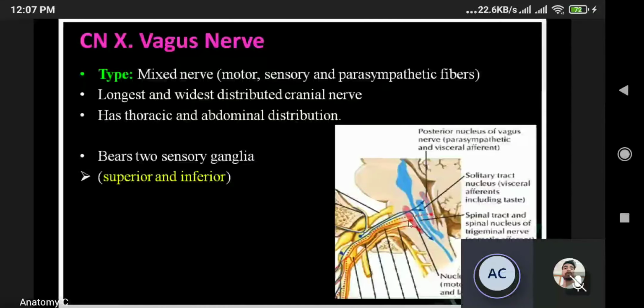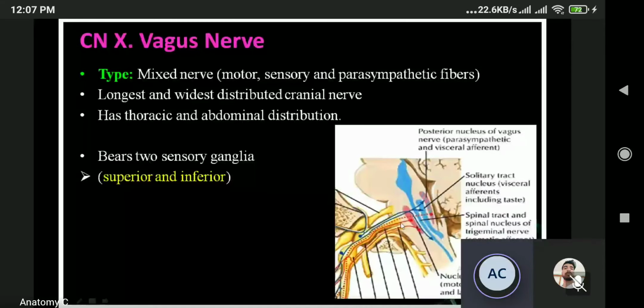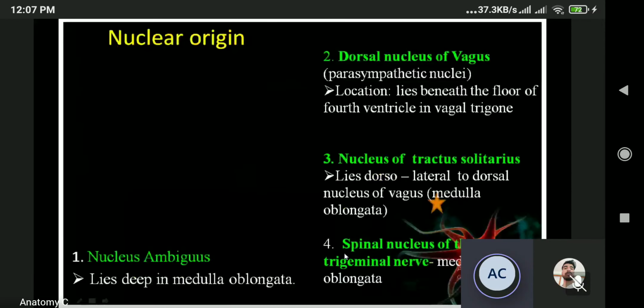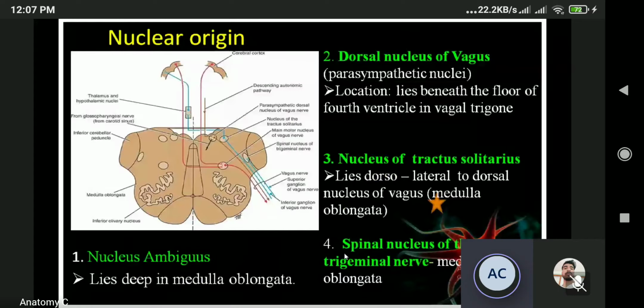The vagus is a cranial nerve, and it has two sensory ganglia. You can see over here, this one is the superior ganglion and this one is the inferior ganglion. Now about the nuclei, we have the various nuclei of the vagus nerve. One, we have the dorsal nucleus of the vagus. You can see over here, this one is the dorsal nucleus of the vagus, which is present in the floor of the fourth ventricle, and this dorsal nucleus of the vagus is giving rise to the parasympathetic outflow.